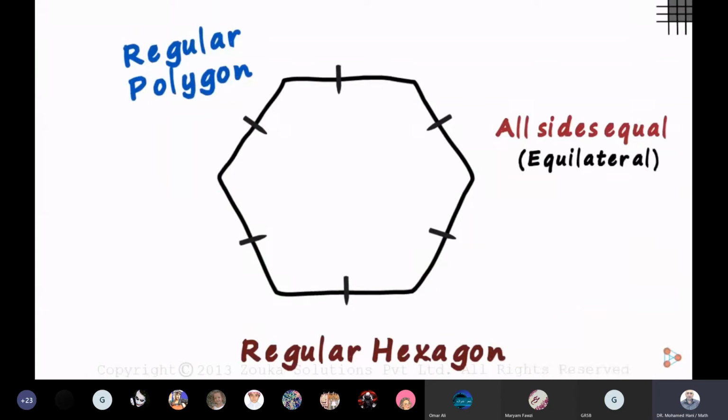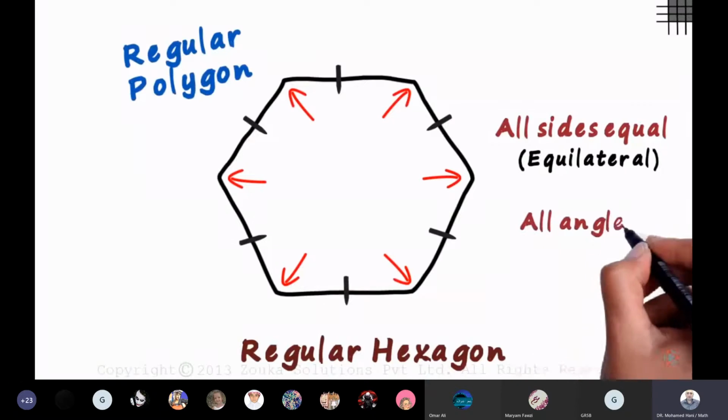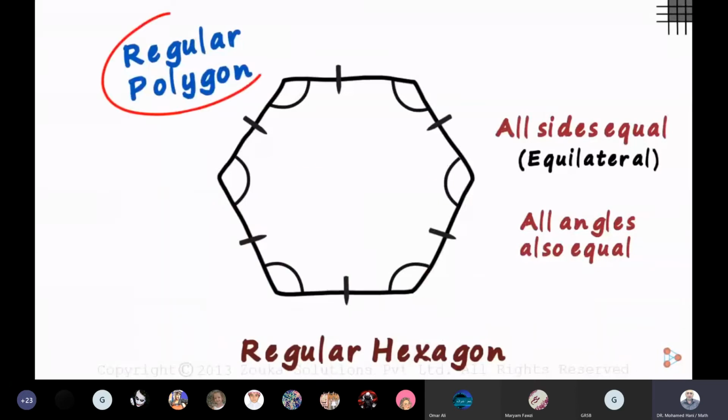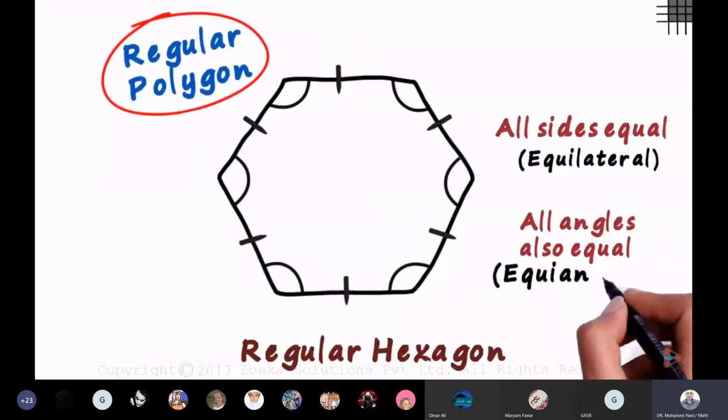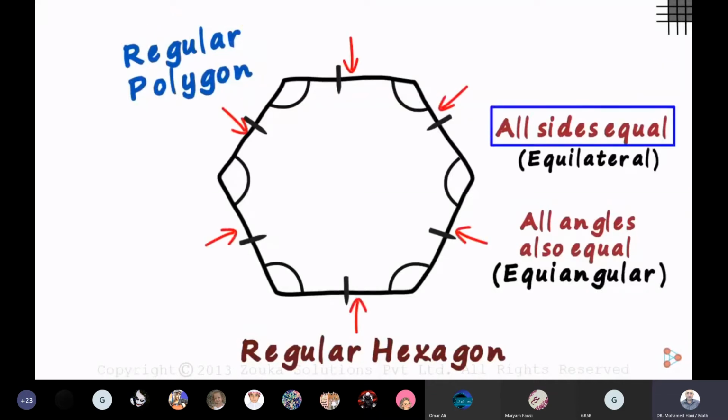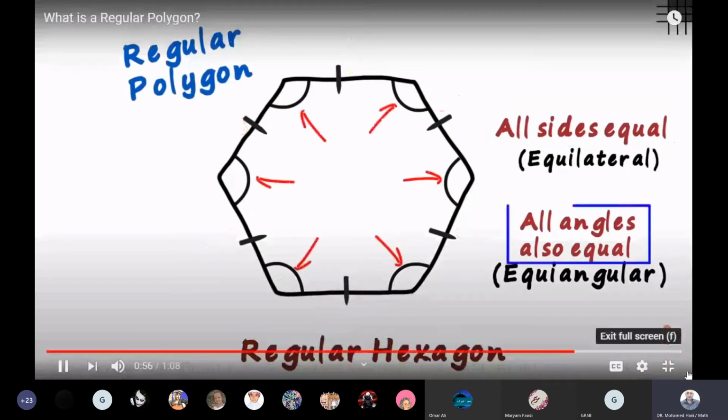We can also see that 6 angles are formed inside a regular polygon. Yes, all the angles will also be equal to each other. So the 6 angles here will be equal to each other. It means that regular polygons are equiangular. So remember, for a polygon to be regular, all its sides should be equal to each other and all its angles should also be equal to each other.